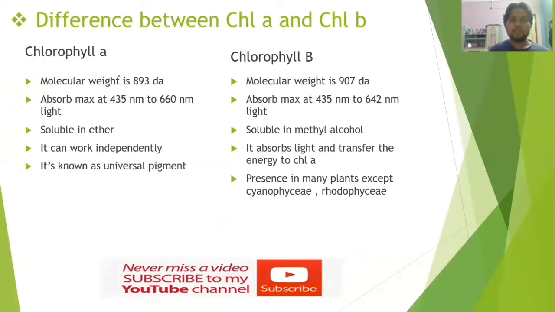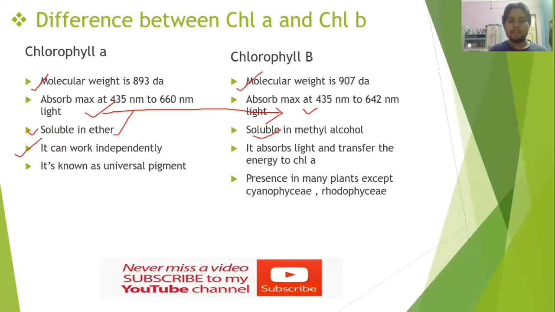Now there are a few more differences between chlorophyll A and chlorophyll B. Chlorophyll A's molecular weight is 893 Dalton, and chlorophyll B's is 907 Dalton. Chlorophyll A absorbs light from 430 nanometer to 660 nanometer, and chlorophyll B absorbs from 435 to 640 nanometer. For the absorbance spectrum, you can see my last video. It is soluble in ether and in methyl alcohol.